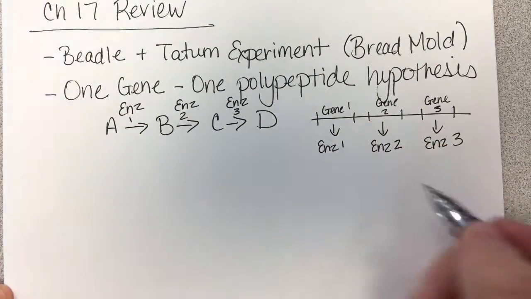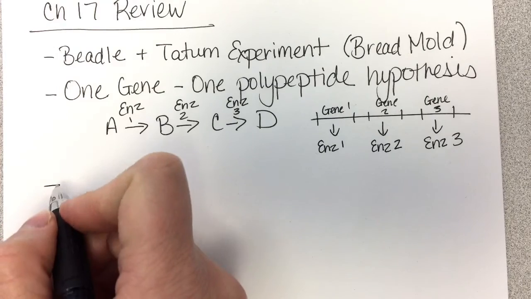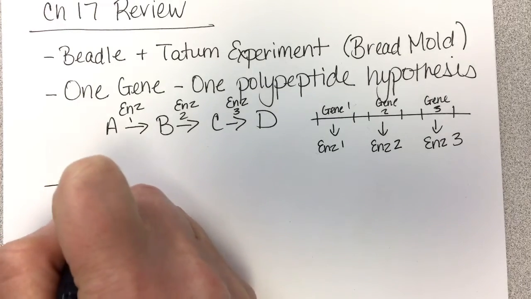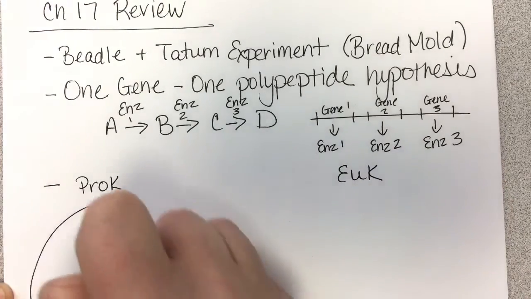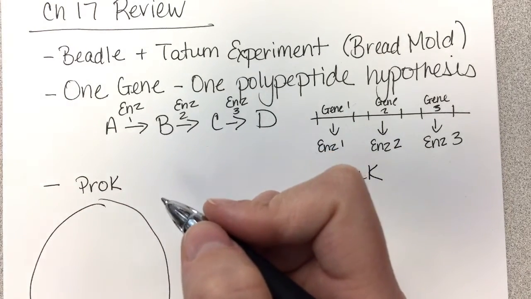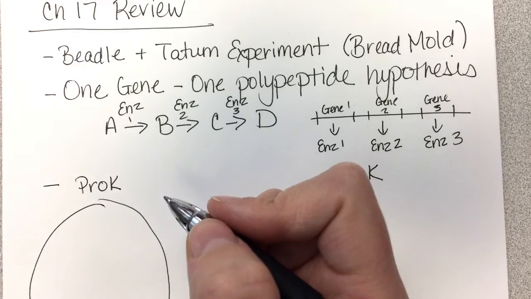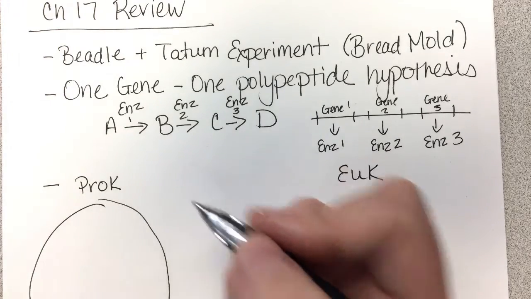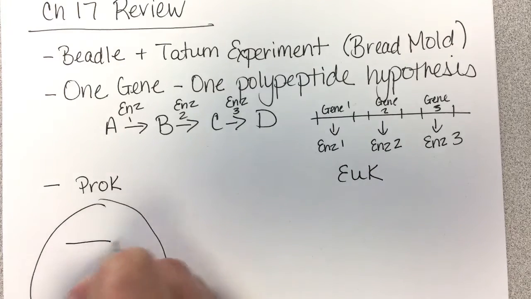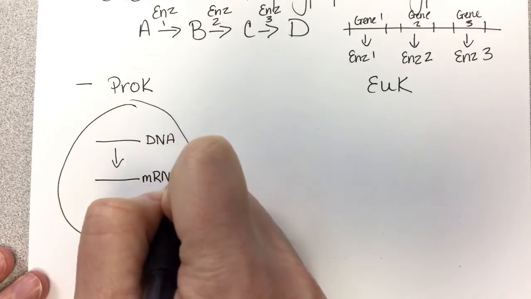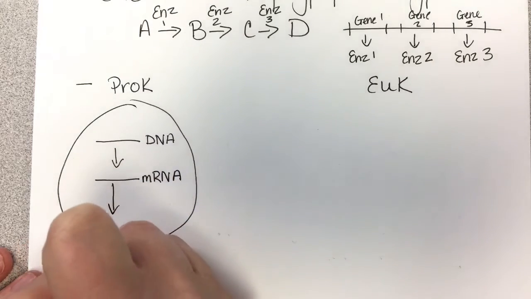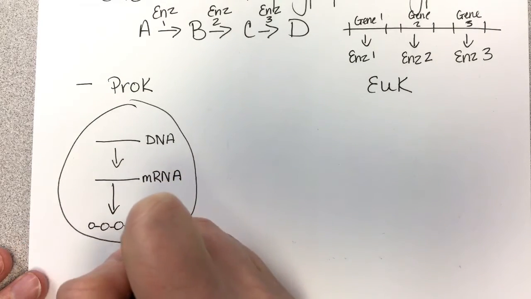All right, so then also we did an overview of protein synthesis. So we're going to look at prokaryotic cells versus eukaryotic cells. Prokaryotic cells do not have a nucleus. And so in this case here we have DNA in the cytoplasm. DNA gets converted to mRNA, which then gets converted to your polypeptide chain.